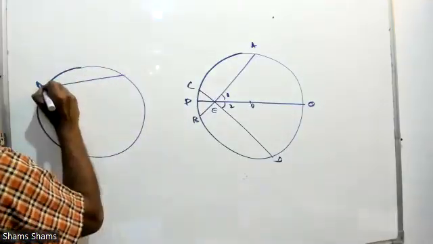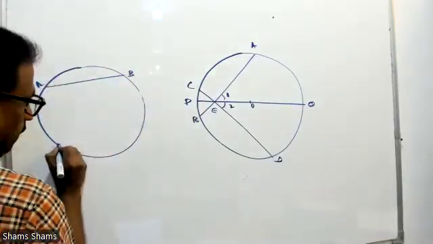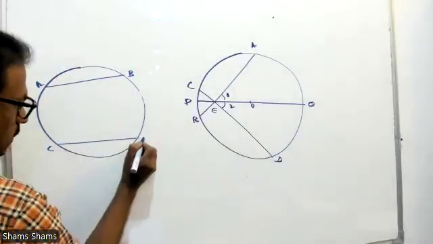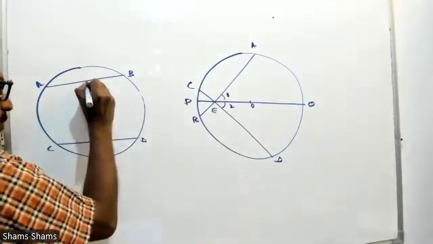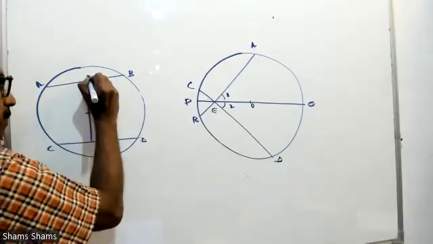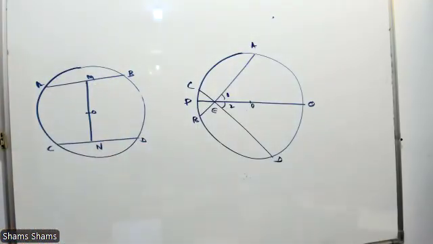A, B, and these are two chords. If OM and ON are equal, then what? These chords are equal. You can show this one, no need to prove. Why?